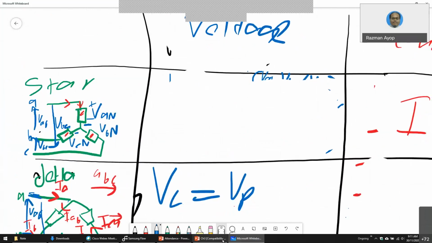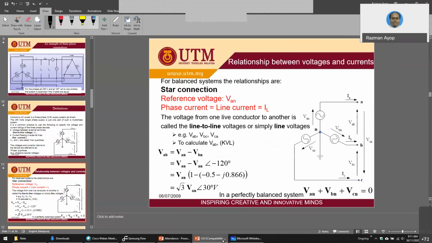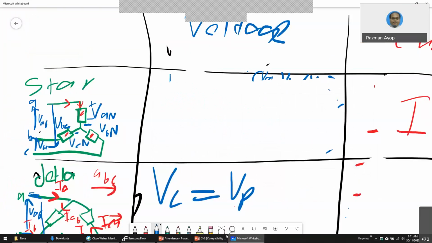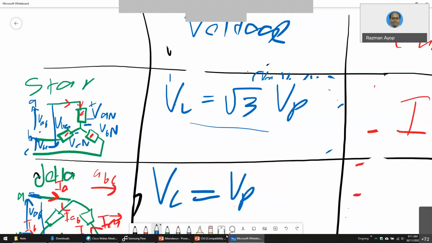So what is the difference? The difference is V line equals square root 3 V phase. That's it. It's just V line equals square root 3 V phase for balanced load only. For unbalanced load, you have to use a different formula, but for balanced load, you use this formula. This is much easier.